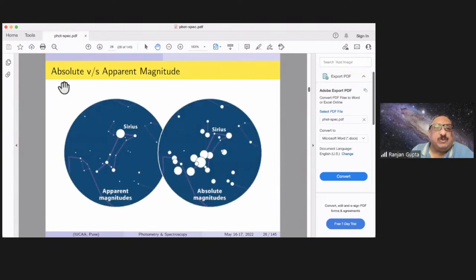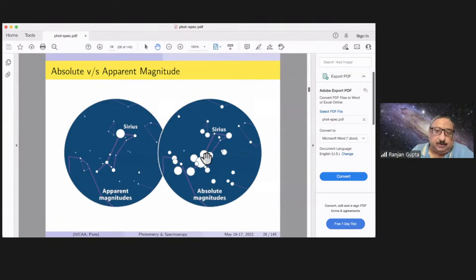Now we will get into the actual absolute measurement, but before that, I just want to show you this slide. In the night, this is what you see, the brightest star Sirius and other things. Usually this view is seen overhead around 8-9 o'clock in the night in January, February. But if you put these stars at their real distances, this is what you will see. Sirius is actually a very faint star. Other stars, although they look faint here, are actually closer and will look much brighter.